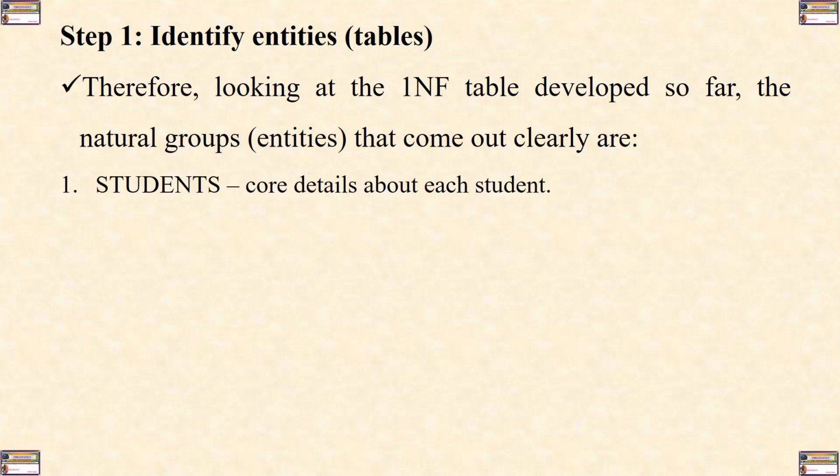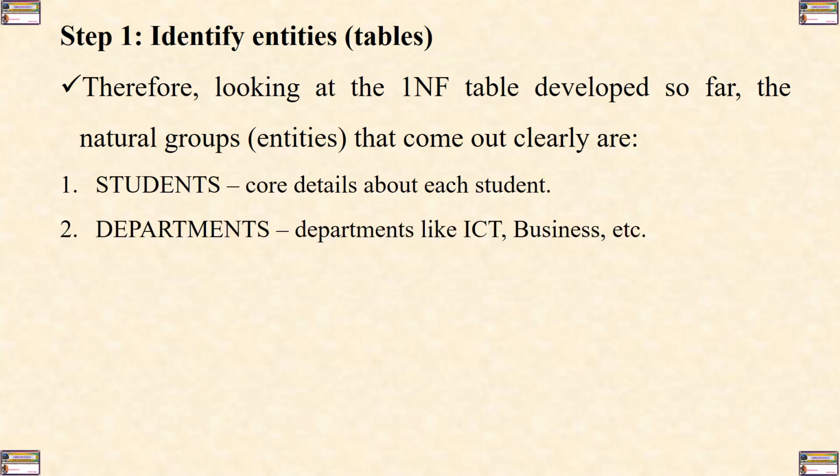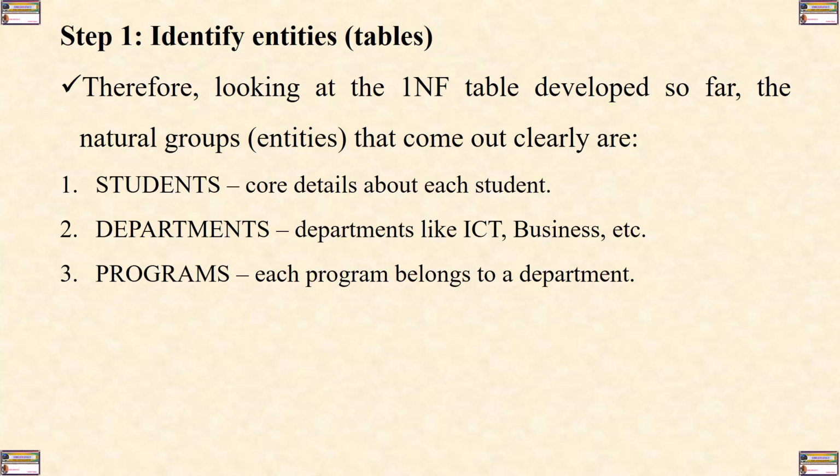Students table to contain core details about each student. The departments, the information about the departments can be put separate. Department like ICT, business. Then programs. Each program belongs to a department. So each program or details about the program can have its own table. The details or information about the courses can be put separate. And of course, they belong to programs.